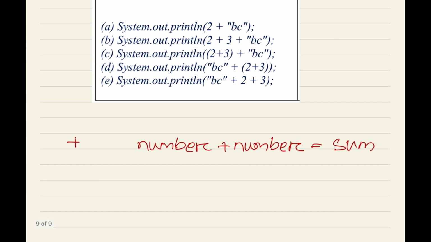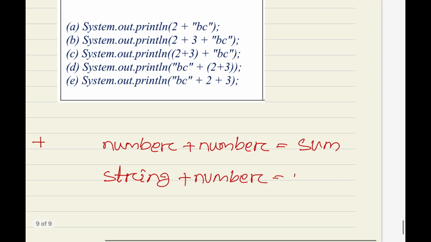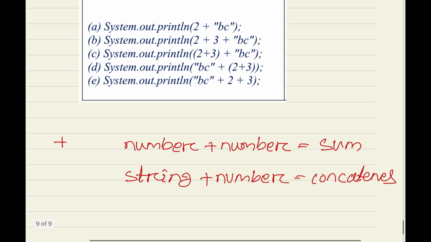Now if any one of the operands is a string, then this plus acts as a concatenator. So it simply concatenates the two operands. So here I can write like this. If I write a string operand plus number, in place of sum it joins or concatenates the string with the number.